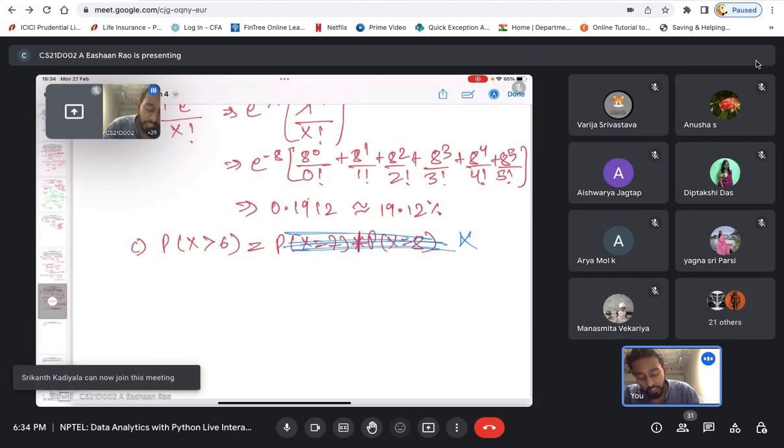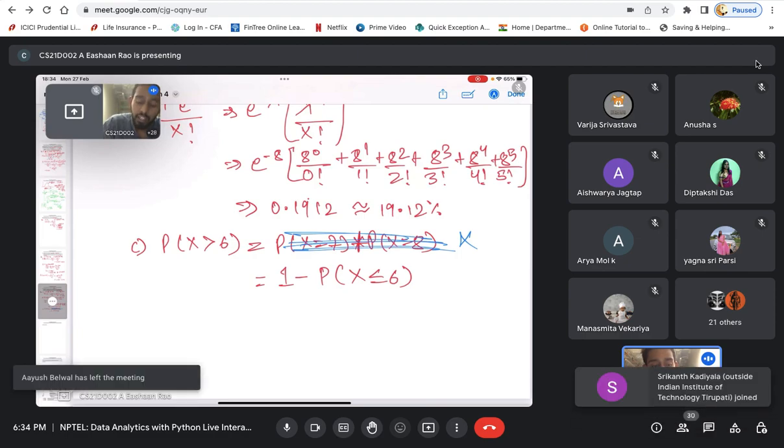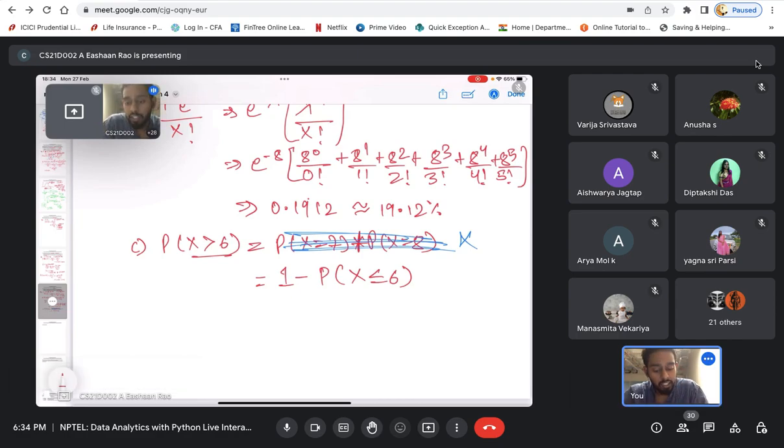So how we should calculate is, since the whole area under the curve of a distribution is 1, we have to write 1 minus the probability of x less than or equal to 6. So we have to find the probability for at most 6 calls, that is from 0 calls to 6 calls, and then subtract that from 1 to get the probability that the business will receive more than 6 calls in an hour.